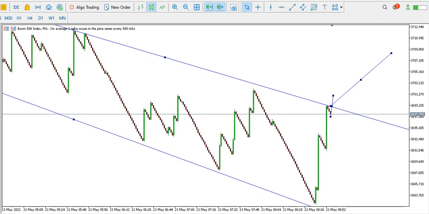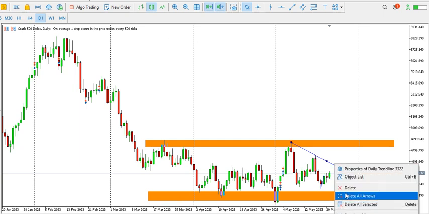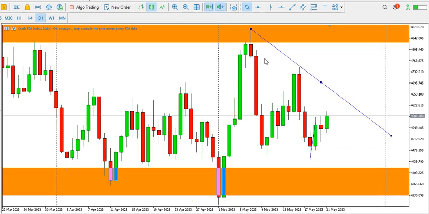All right, so let's look at Crash 500 Index. Crash 500 Index has been ranging in the last couple of months, so we might want to see where the range will break out of. But for now, on the daily time frame, price is already giving us this double bottom.